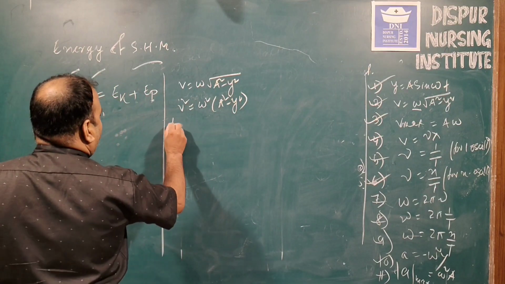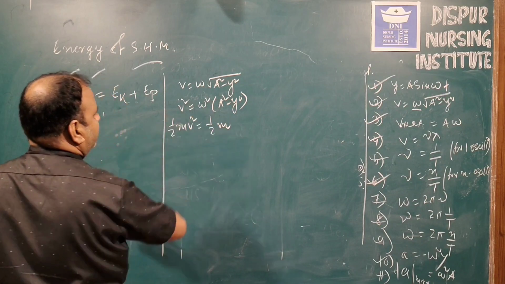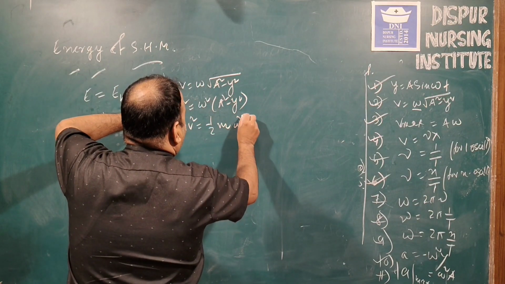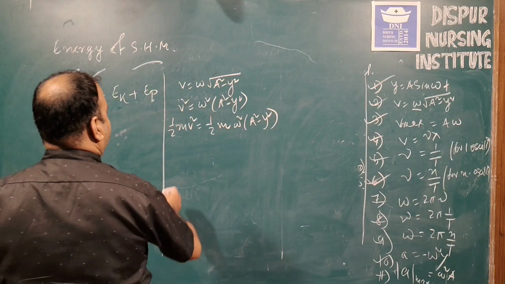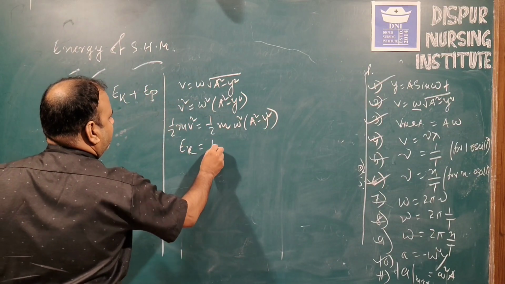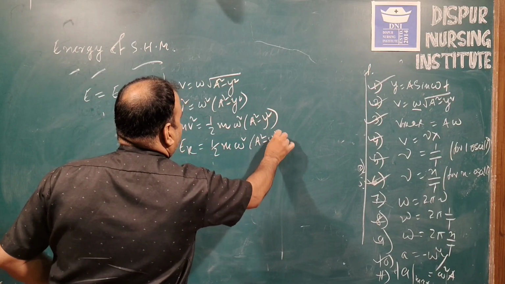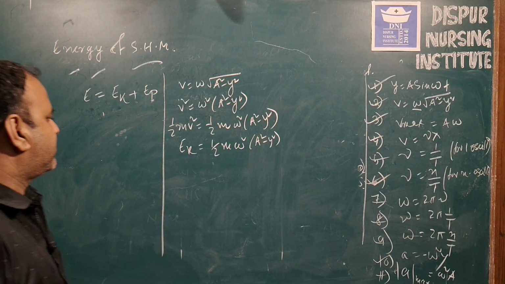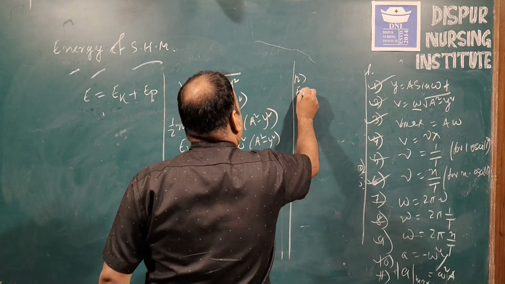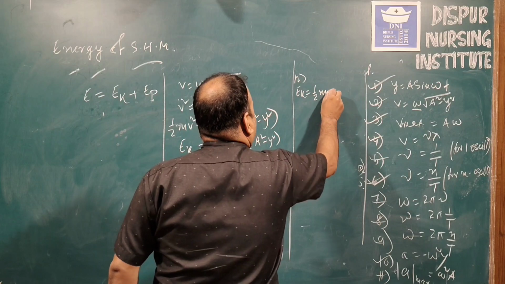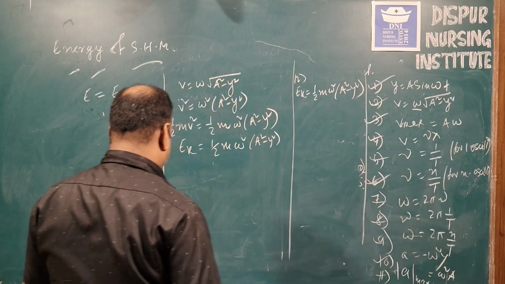So when we are talking about the kinetic energy, half m v square, it will be half m omega square a square minus y square. So this is the kinetic energy: Ek is equal to half m omega square a square minus y square. So dear students, you can write it as a formula. Formula number 12, kinetic energy is equal to half m omega square a square minus y square.